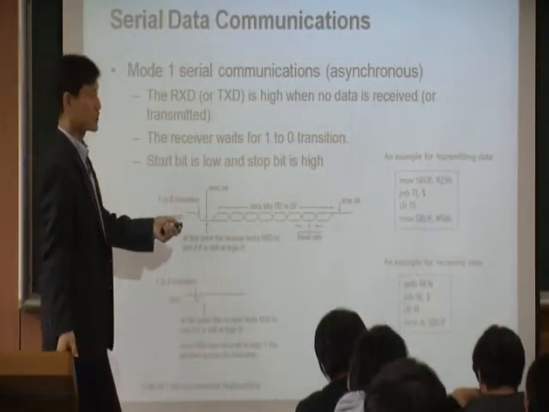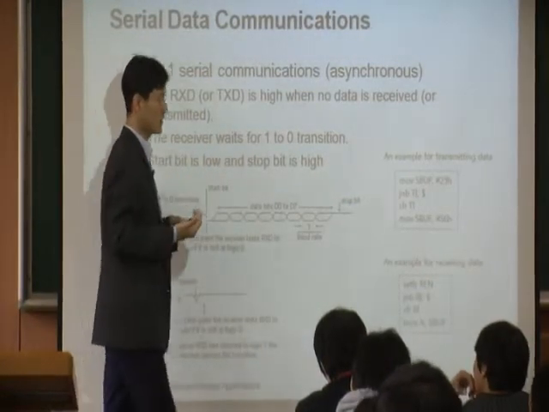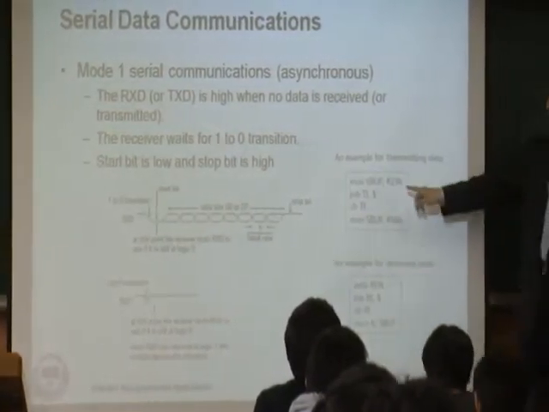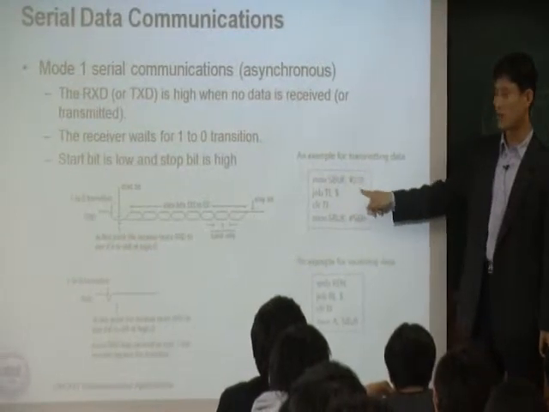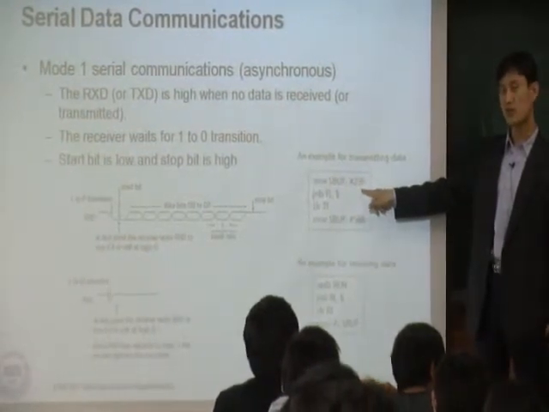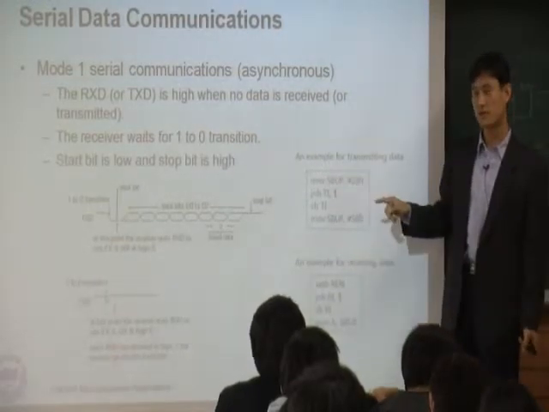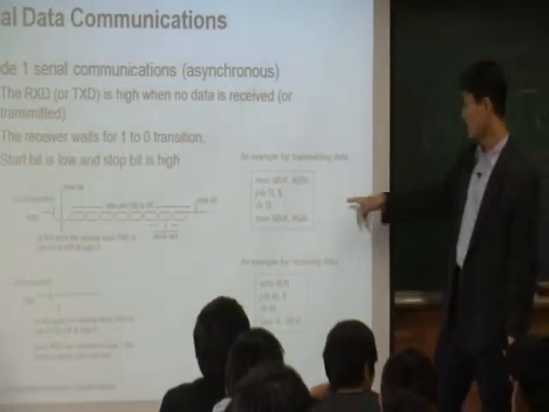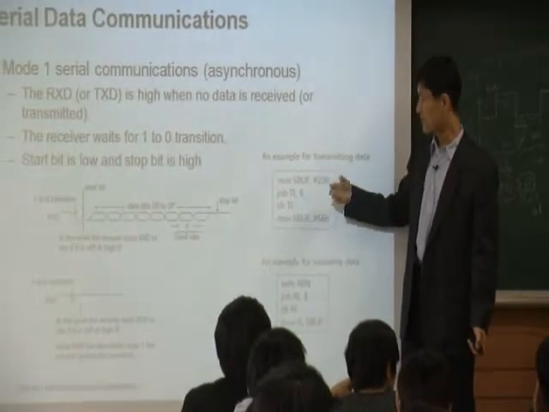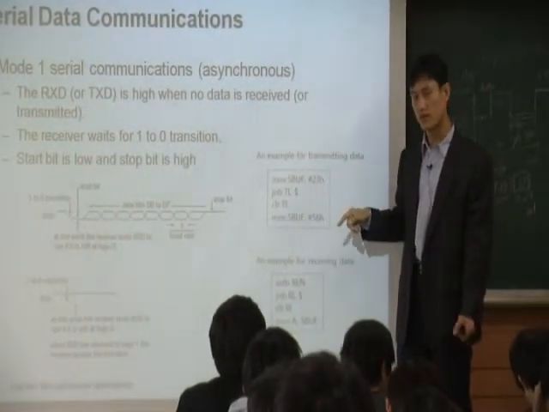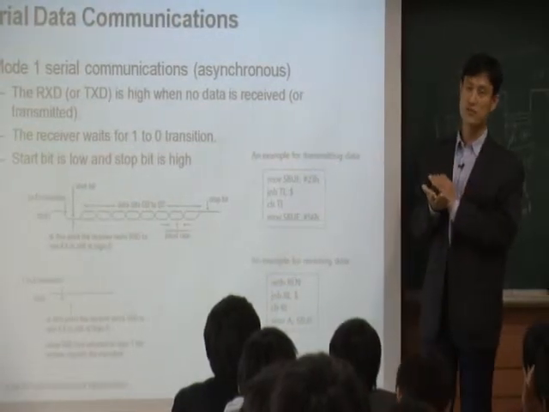This is an example for transmitting data. Let's say we want to transmit the value 23. What do you need to do in order to transmit this value? Simply you write this value into SBUF, as I said earlier. This is simply copying. From the software point of view, what I need is just to write this value into SBUF. That's it. That's what I need in software.